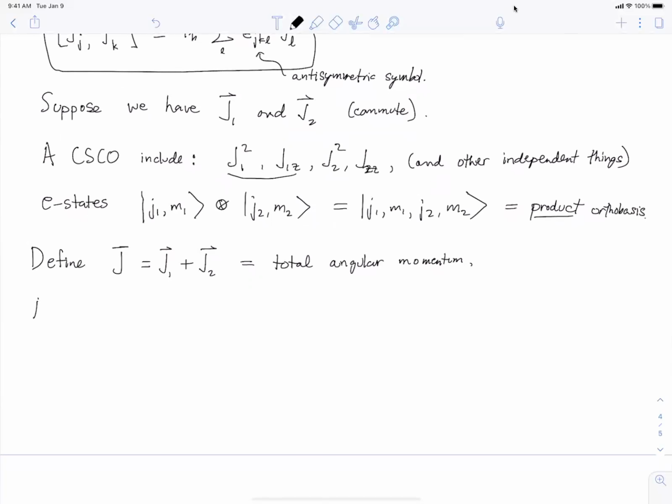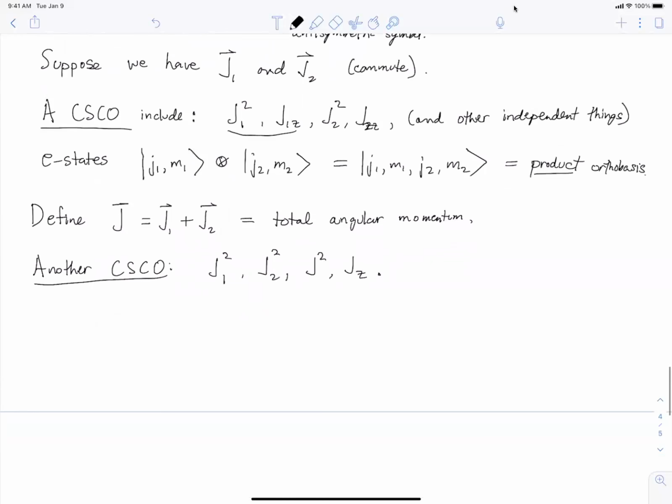Okay, and then another choice of complete set of commuting observables would be the following. I still include J1 squared and J2 squared, but now I include J squared and its Z component, J sub Z. So this is one complete set of commuting observables, and this is another one. And the common eigenstates of that complete set of commuting observables can be labeled in the following way.